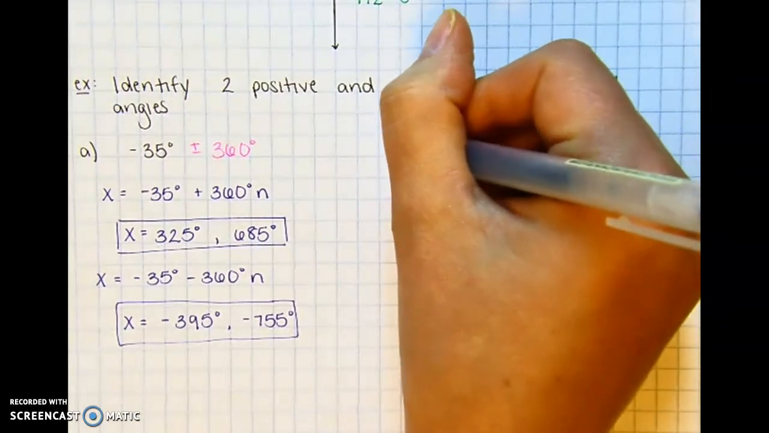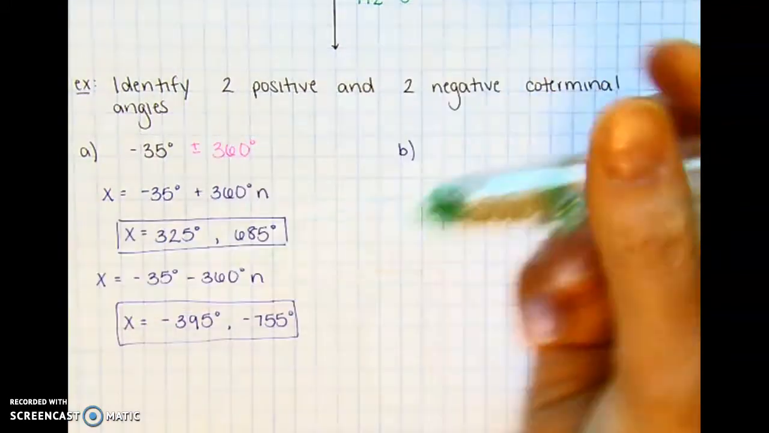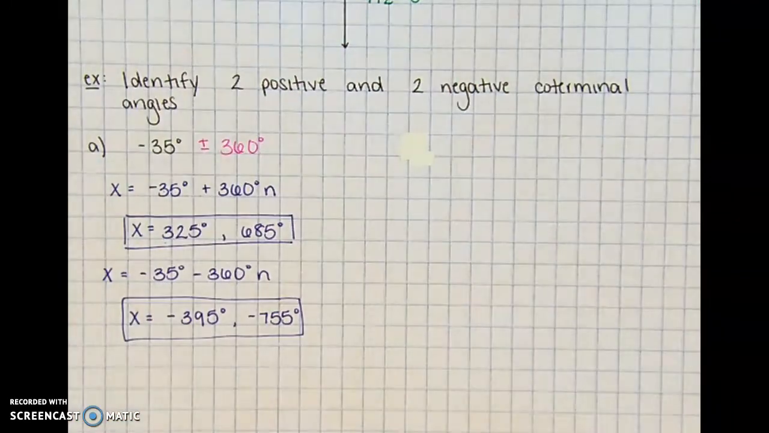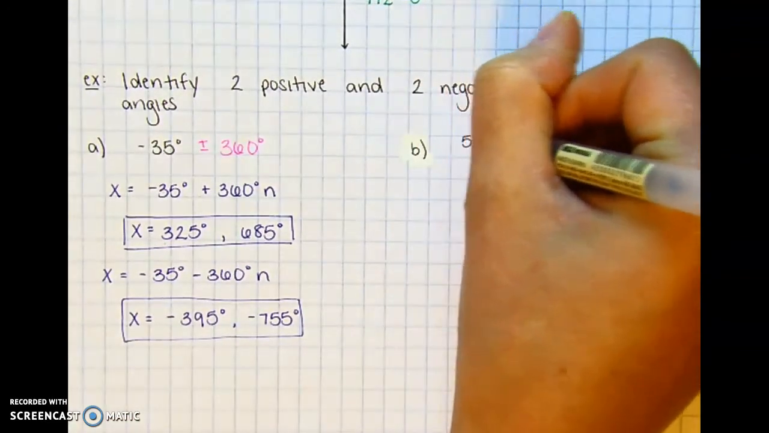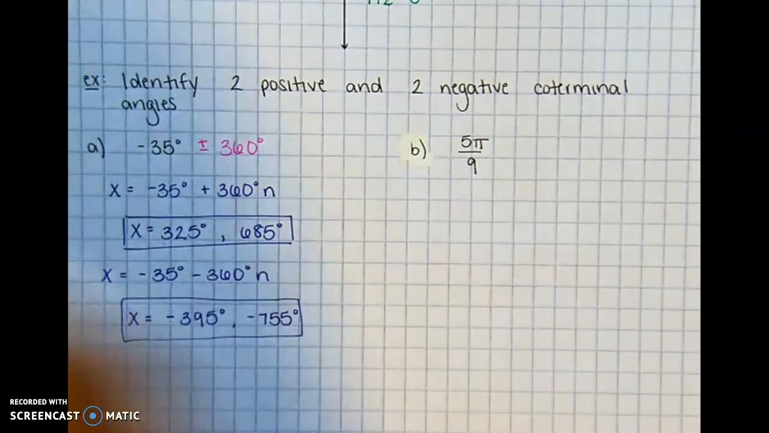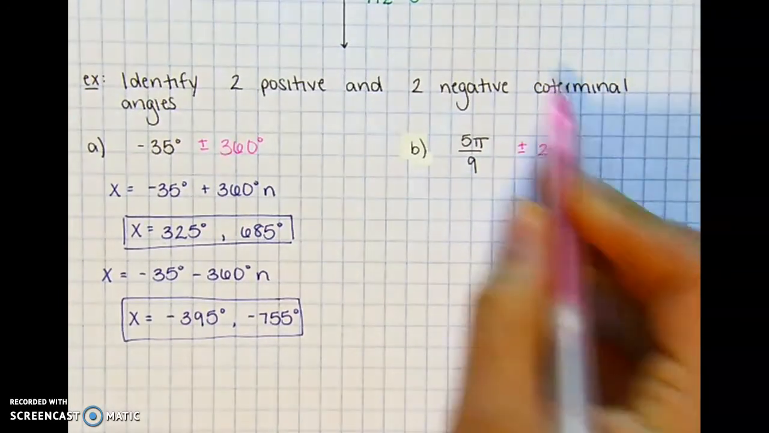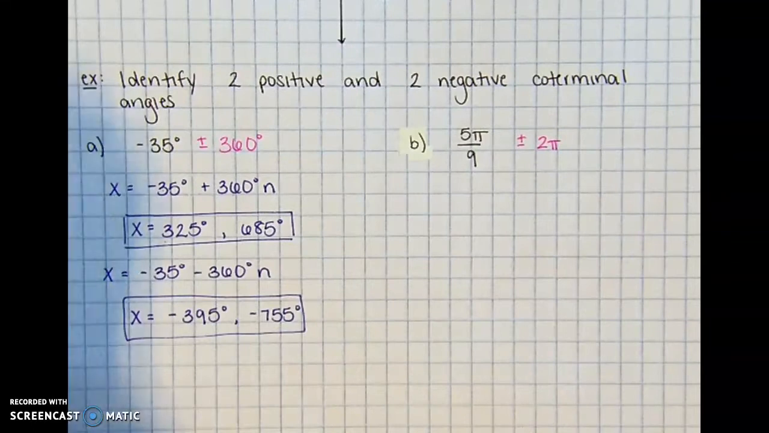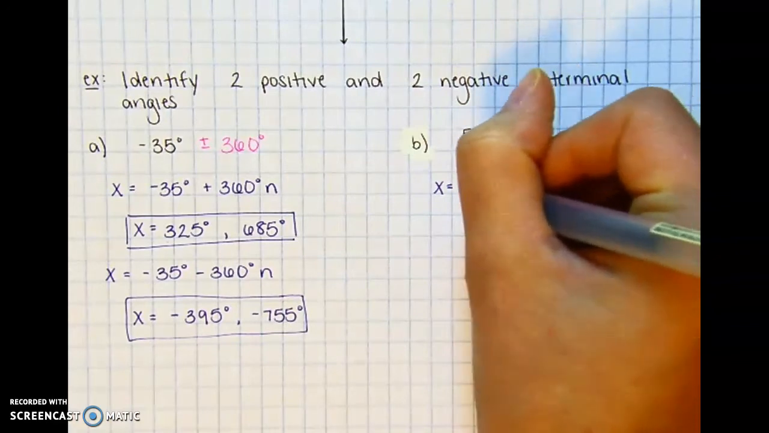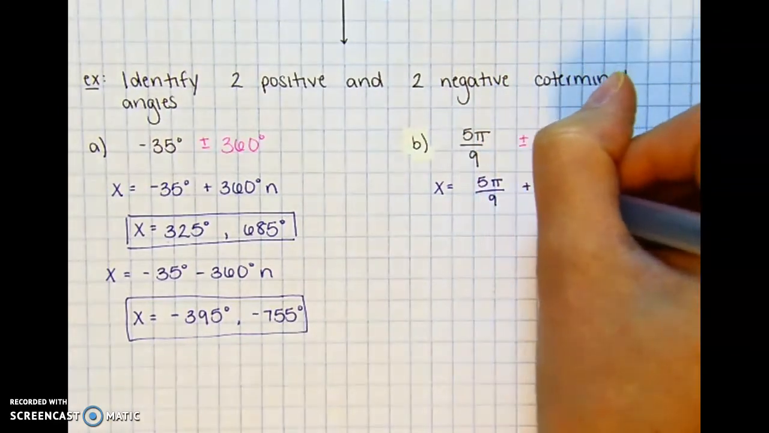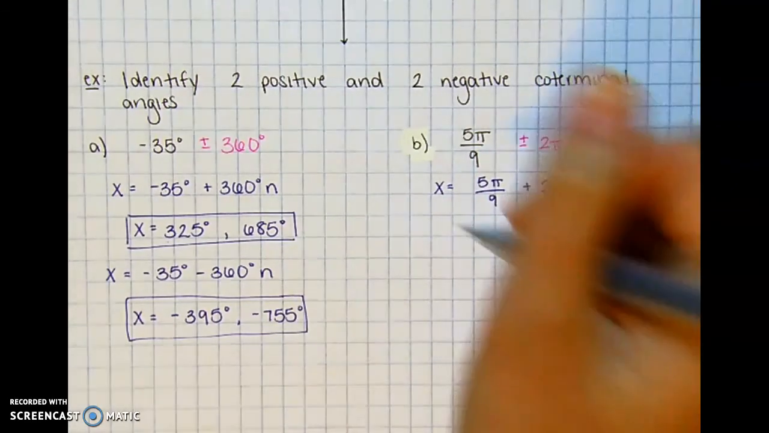So you can also do this with radians. So let's do, oops, I didn't mean to do that in blue. You know I like to be consistent. Let's do 5 pi over 9. So in radians, we're either going to add or subtract 2 pi because that's one full circle, right? So similarly, you can write an equation and say 5 pi over 9. Let's start with positive, plus 2 pi. Then you can multiply it by how many times you want to do that.